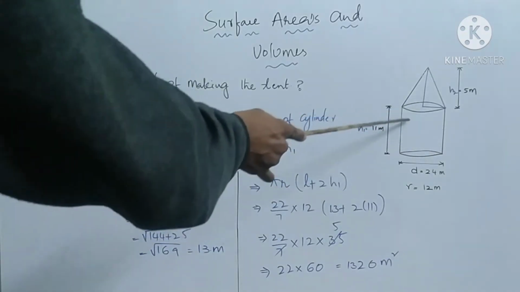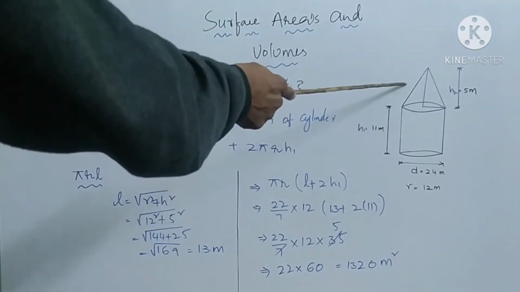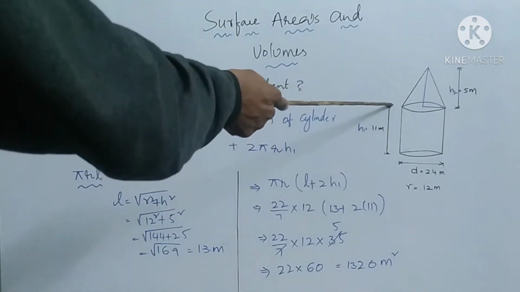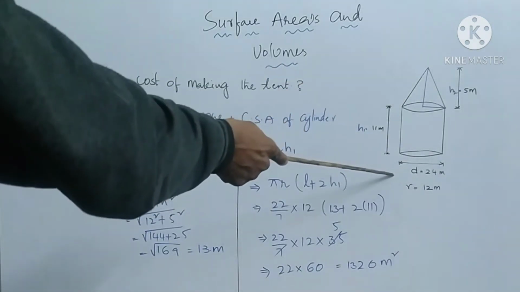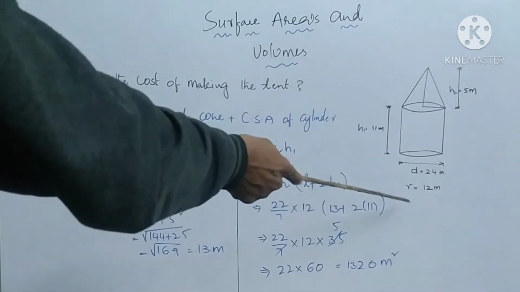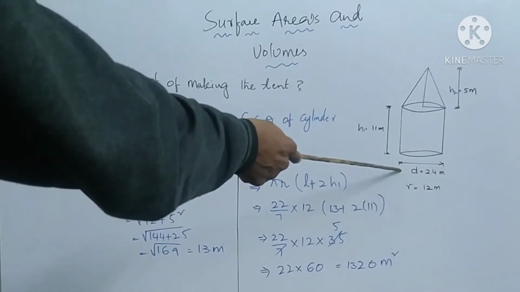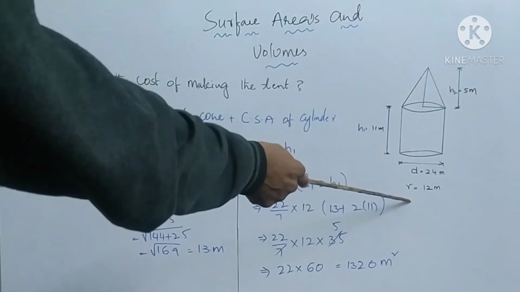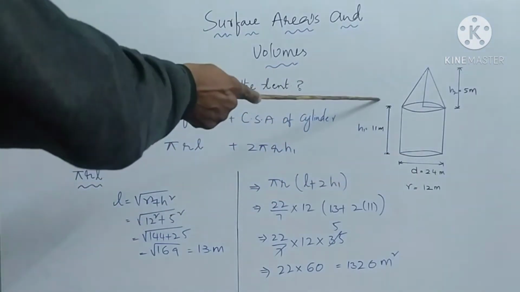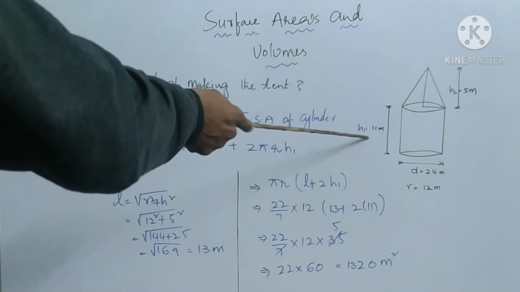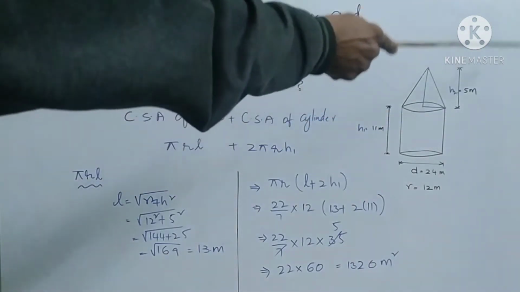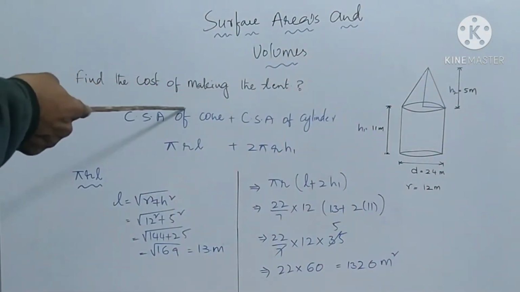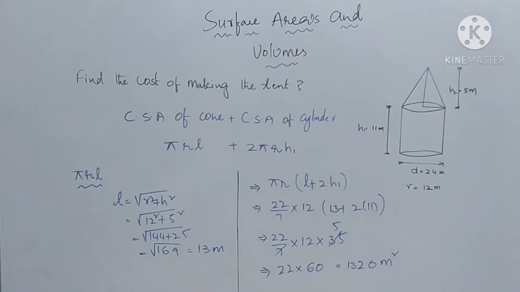Here the cylinder is surmounted by a cone, so the diameter of the cylinder and the diameter of the cone are the same. Diameter is 24 meters, so radius is diameter by 2, which is 12 meters. The height of the cylinder is 11 meters, and the height of the cone is 5 meters. We have to find the cost of making the tent.